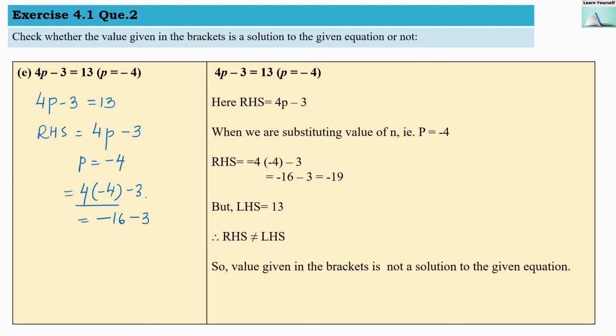So both are negative. So negative negative will be positive. So here we have to do addition. So 16 plus 3 will give us 19. But since the bigger number has negative sign, this 19 will be negative. So RHS value is minus 19, whereas our LHS value is 13. So again, RHS is not equals to LHS. For this value, this equation does not hold true, and the value given is not the correct solution for this equation.